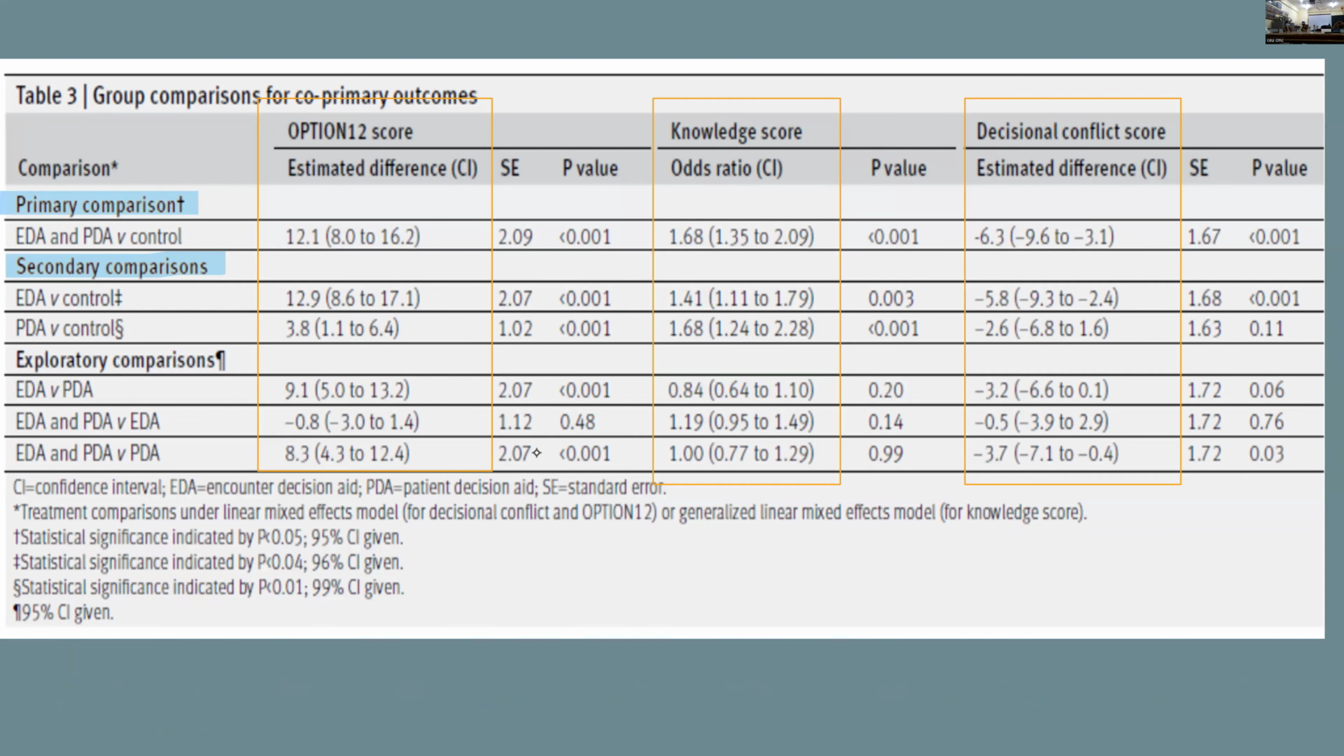The first comparison was both the aids versus the control. In the primary comparison, they have given results for each of the 3 outcomes separately. For the option 12 score, actually all 3 were significant: a 12.1% difference with a confidence interval of 8 to 16.2, 1.68 with a confidence interval of 1.35 to 2.09, and on the negative side, minus 6.3 from minus 9.6 to minus 3.1. So the primary comparison was significant, and the secondary comparison of each aid with the control was also significant.